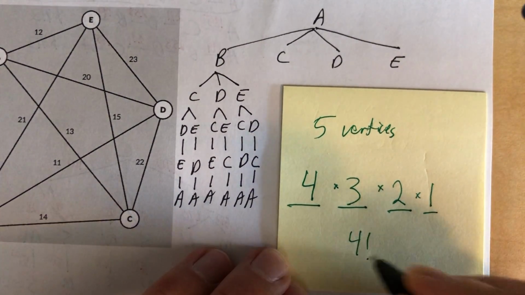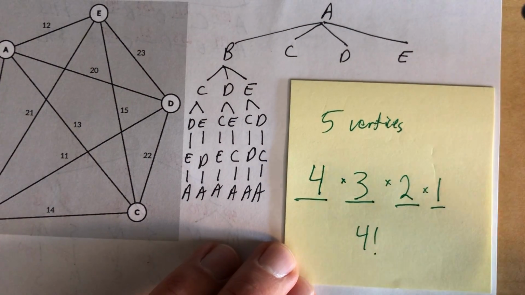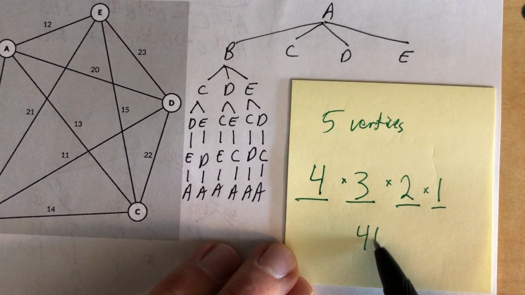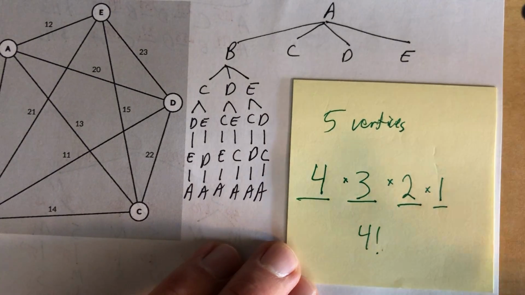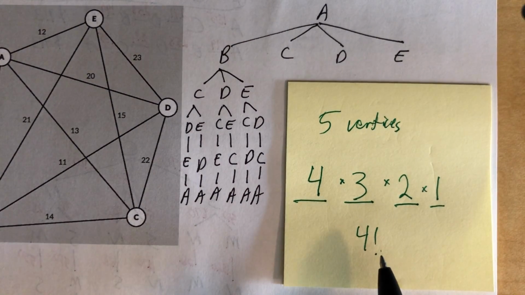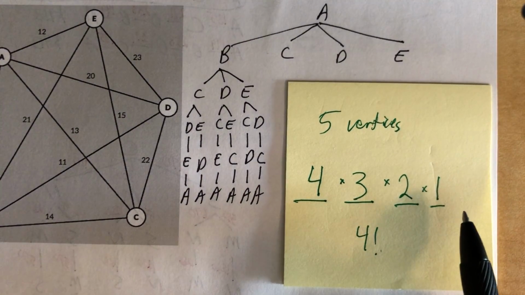This is really 4 factorial. Now, I know you're like, but I have 5 vertices. Well, it's 1 less, okay? Trust me. 5 vertices, and then I really have 4 times 3 times 2 times 1.